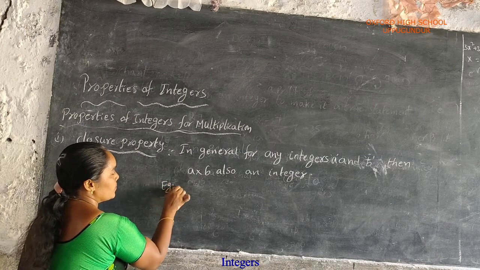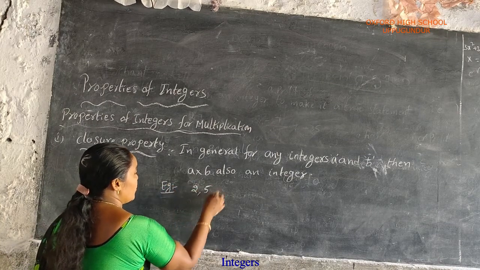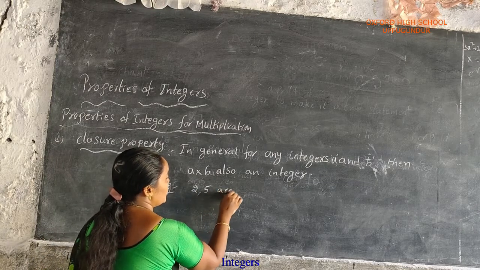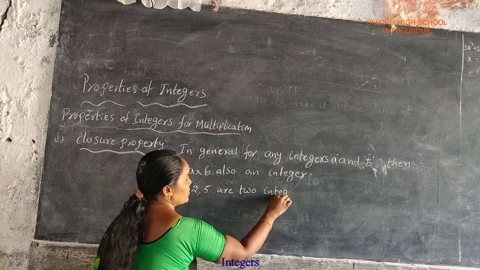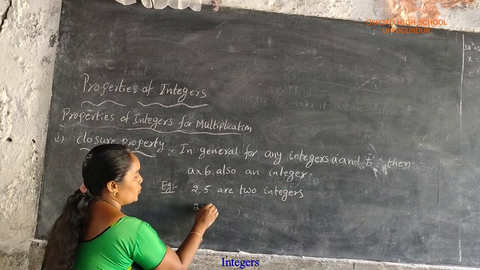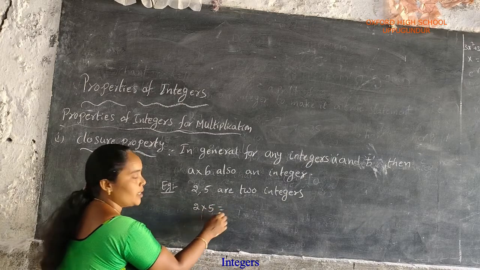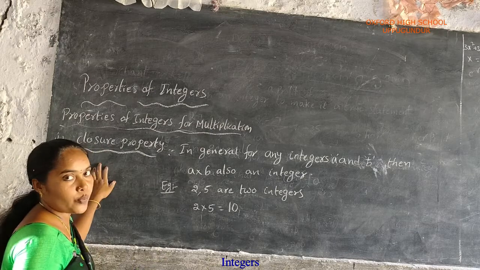Example, 2 and 5 are two integers. 2 into 5 equals 10. 10 is also an integer. Once again, see closure property.